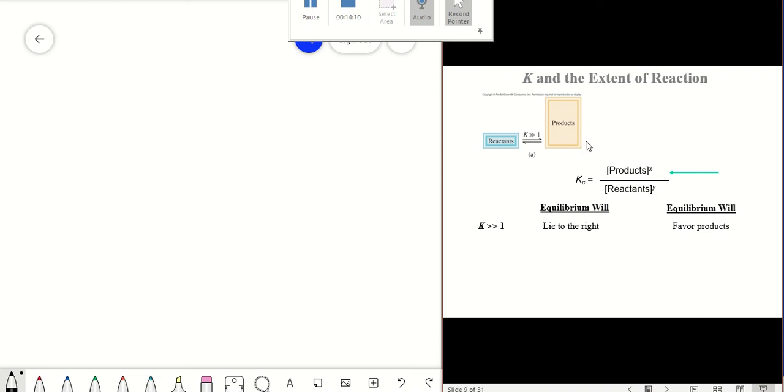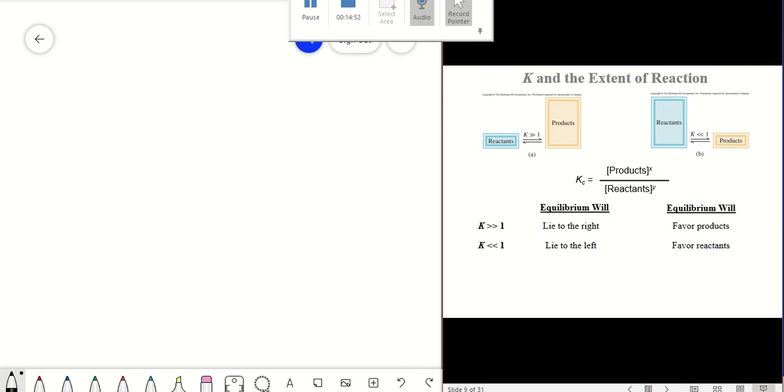So whenever you see a reaction with K greater than 1, it means that this reaction at equilibrium is going to favor more products. Now let's pick another scenario where K is less than 1. If K is less than 1, that means the value of K is small, so I have more reactants in my system, correct? Meaning that at equilibrium, we will have more reactants in comparison to products. So for this reaction, equilibrium will lie towards the left, meaning there will be more reactants at equilibrium, and it's going to favor reactants, right?